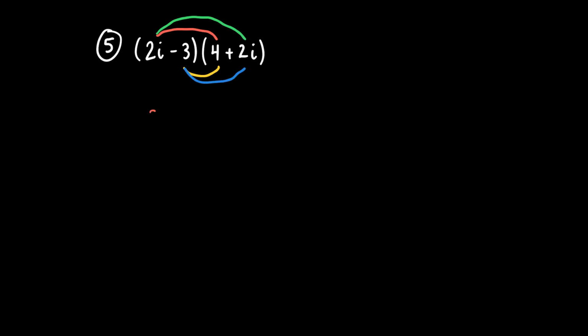So the red parts are going to be 8i when they get multiplied together. The green parts are going to be 4i squared. The yellow parts are going to be minus 12. Let's do plus negative 12. I know it's the same thing, but I got to be consistent. And then the blue parts here will be plus negative 6i. So if I do negative 3 times 2i, I get negative 6i.